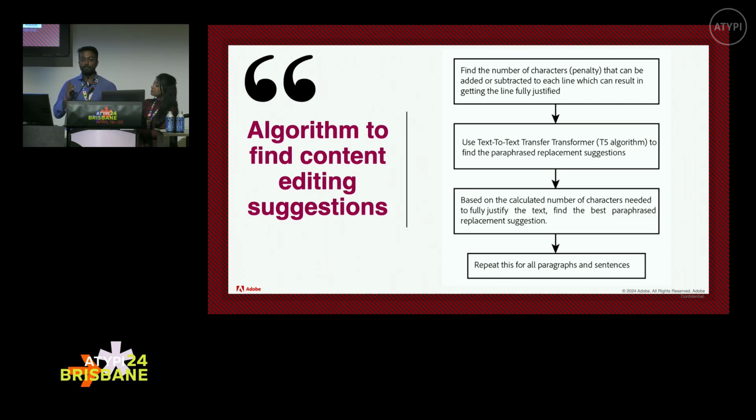And then what we do is, we use a machine learning algorithm called text-to-text transfer transformer, or in other words, T5 algorithm, to find the paraphrased suggestions of those lines which have a high penalty value. And then, based on the number of characters that need to be modified, or in other words, the penalty, we try to find the best minimal content editing suggestions that should significantly improve it. Simple. And then we repeat this across the whole text.